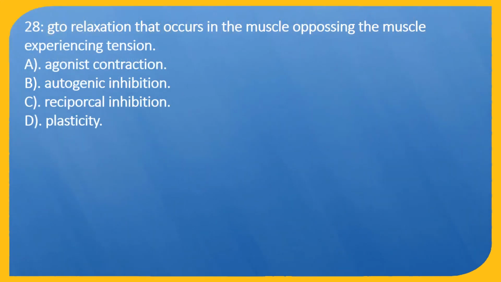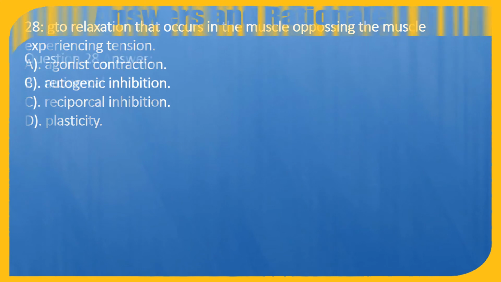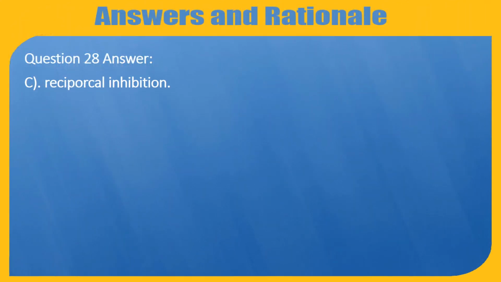Question 28. The relaxation that occurs in the muscle opposing the muscle experiencing tension. A. Agonist contraction. B. Autogenic inhibition. C. Reciprocal inhibition. D. Plasticity. Question 28. Answer: C. Reciprocal inhibition.